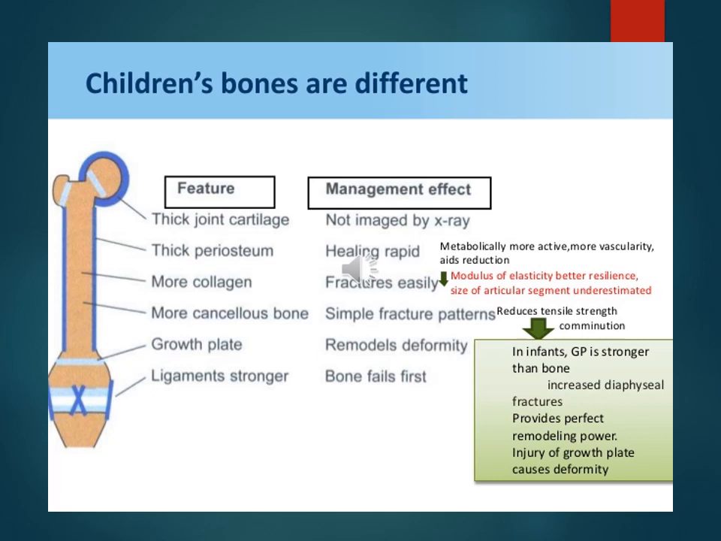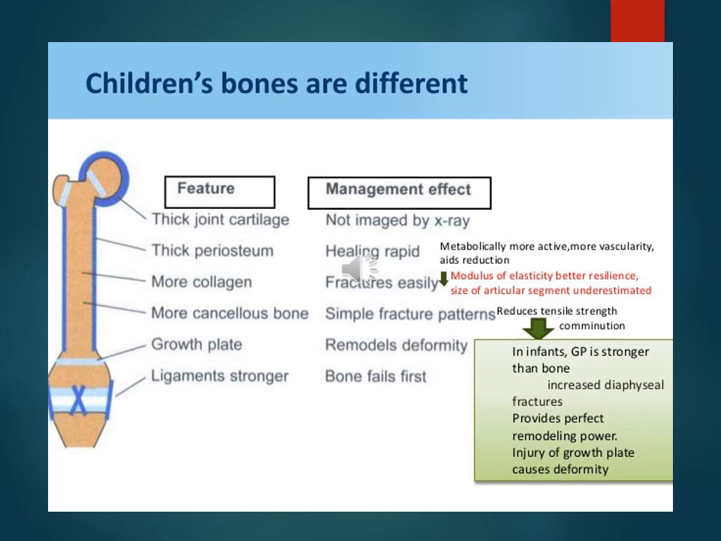As we said earlier, we have growth plates at the ends of the bones, which provide the longitudinal growth mainly, and also some circumferential growth. Because there is always remaining growth in the growing child, there is a potential for remodeling. Remodeling means going back to the original shape. That has an important clinical implication.